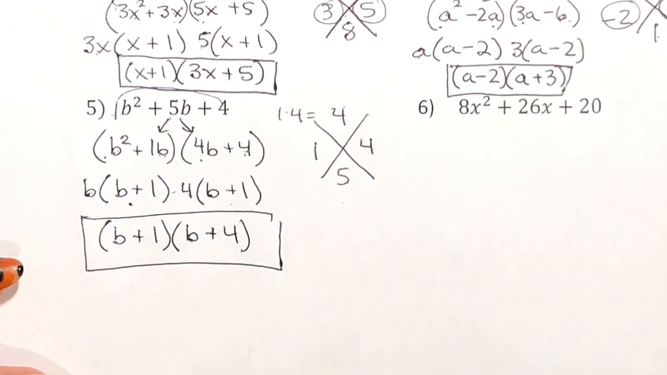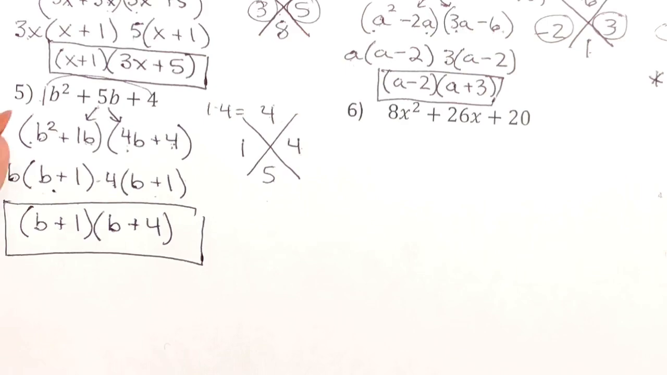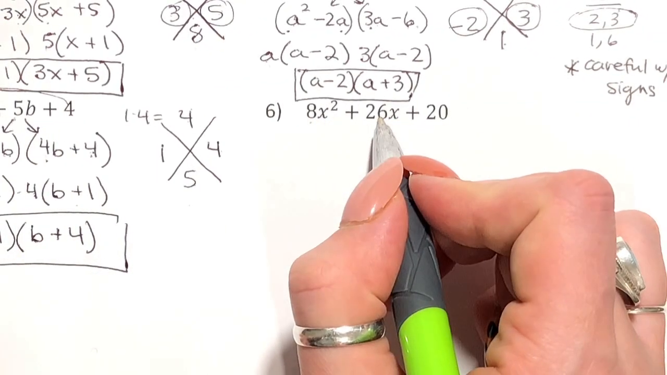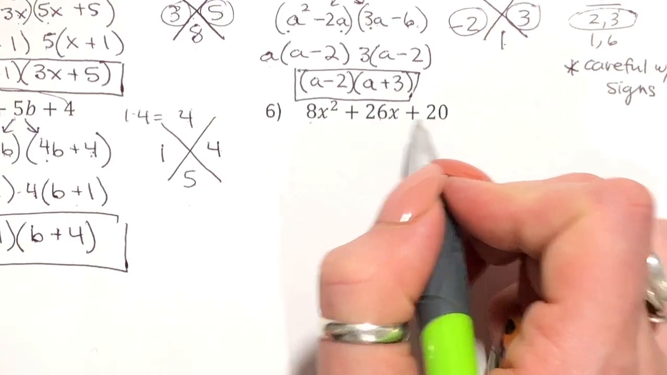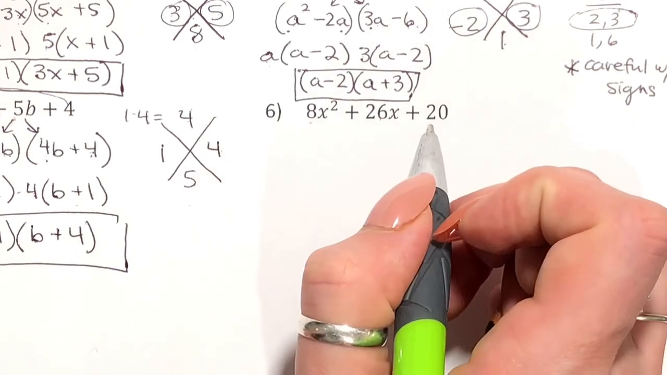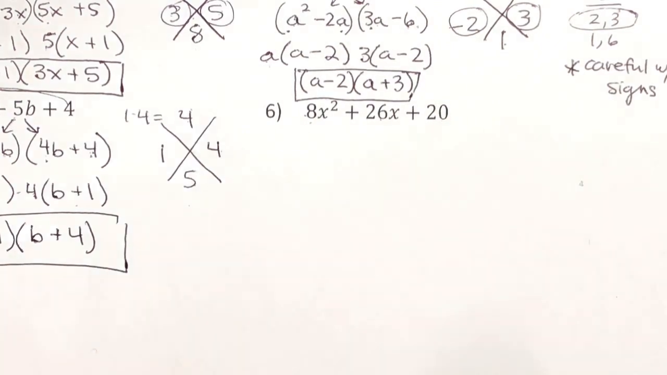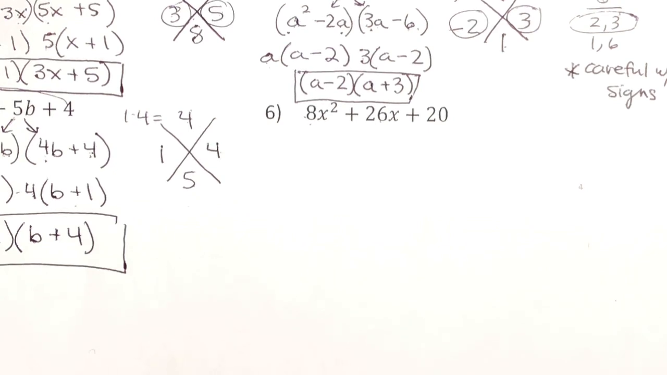Okay. And then let's look at the next one. This will be our last one. We have 8x squared plus 26x plus 20. Notice that these numbers are all pretty big. If we did 8 times 20, we'd get 160, which might be kind of a pain to try and use since those numbers are getting pretty big. This is kind of a good hint that there might be a greatest common factor in all 3 terms that you can take out at the beginning.